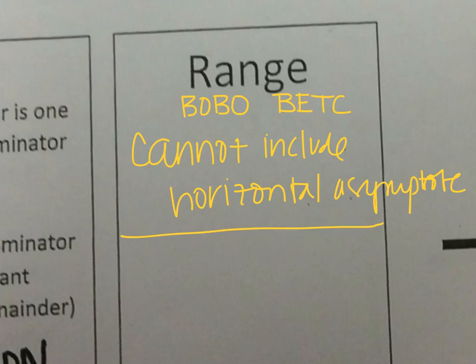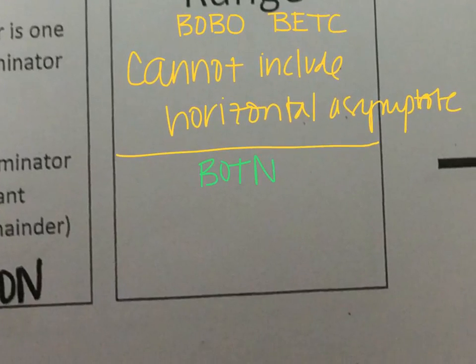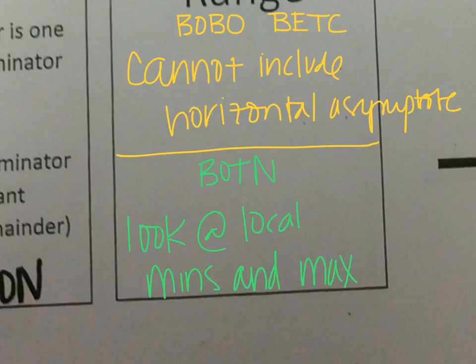Okay, so the last part of this, under Bobo and Betsy, I want you to write Botan. Okay, I want you to write Botan underneath there. So the difference with Botan is that you have to look at your local mins and maxes. With Botan, you have to look at your local mins and maxes. And we're going to look at an example in a second where you can see that. But you have to look at your local mins and maxes. Here's what I want you to know for your homework. I don't want you to find the range on these problems. If it's a Botan problem, if there is a slant asymptote, I don't want you to find the range.